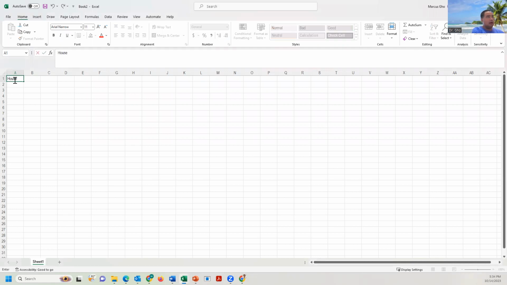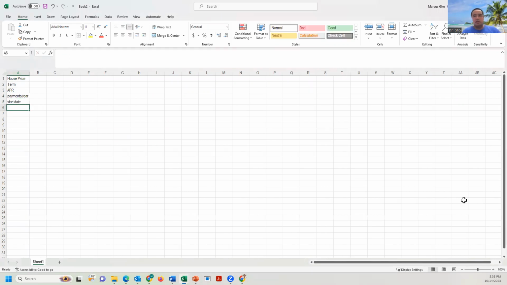First, maybe we want our house price, whatever that might be. The term, that's the number of years. APR, which is annual percentage rate. Let's look at payments per year. You might want a start date. Okay, that's enough to at least get us started. And based off this information, let's start filling this out.